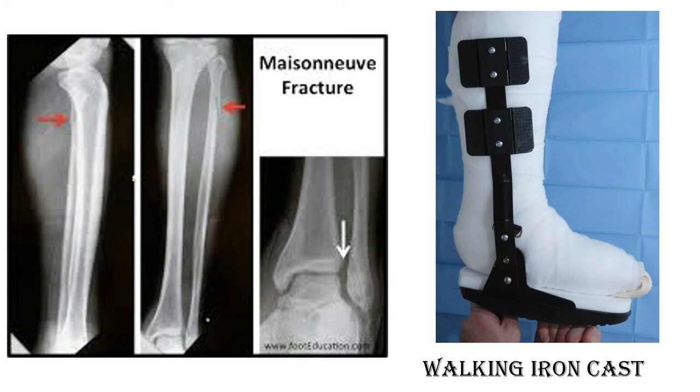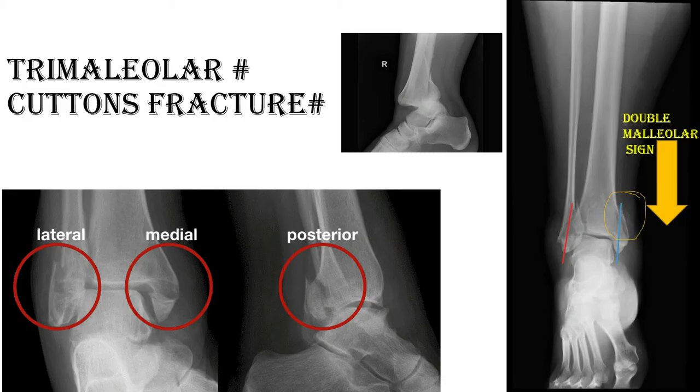Now walking iron cast is a special type of cast where there are two iron bars, one lateral and one medial, with a hard plastic or hard rubber piece over the heel, that will transfer the weight from the heel up to the leg, and it will wrap around the foot and ankle with a good cotton pad. This is called walking iron cast, and this is a very handy and very effective procedure to manage any type of fracture or any type of problem around the ankle.